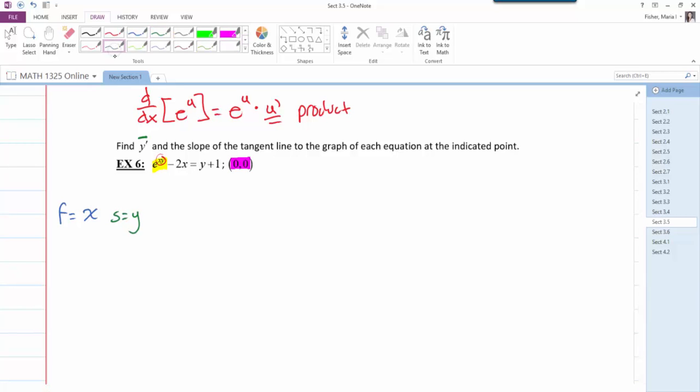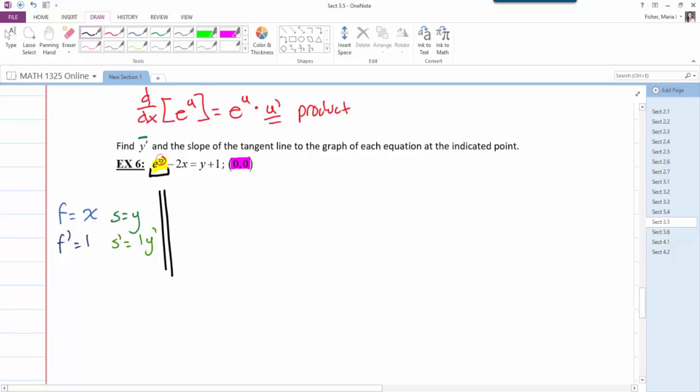So now the derivative of x is 1, and the derivative of y is 1, but I just took a derivative of a y term, so I have to write y prime. So now let's take the derivative of this thing.